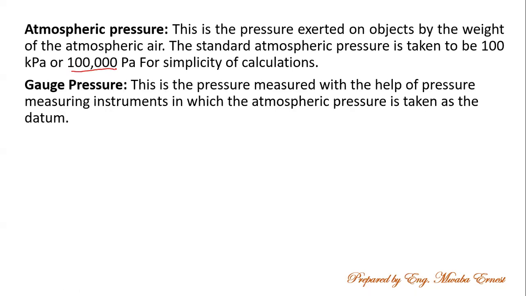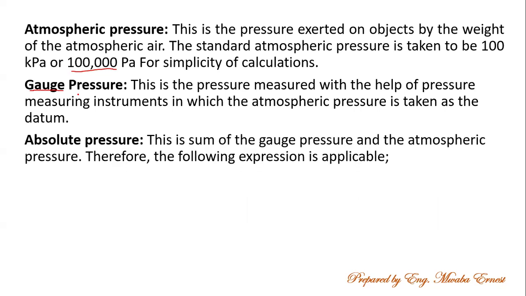We also have what is known as gauge pressure. The first word here is gauge, meaning that when you are measuring this type of pressure, you're using gauges. So the kind of pressure you measure with the help of gauges or pressure measuring instruments, that is your gauge pressure. In other words, you take your reference pressure as atmospheric. You'll use the atmospheric pressure as your reference pressure, or your zero. Your zero is the atmospheric pressure. What you measure above or below that is the one we call gauge pressure.